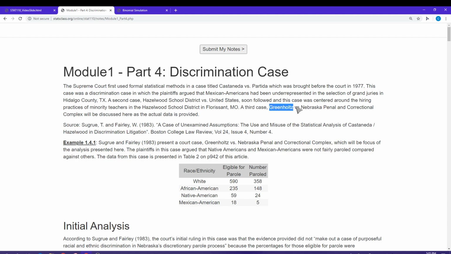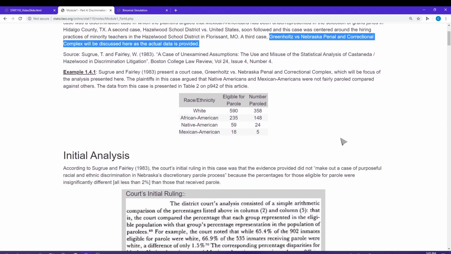The name of this case is Greenholz versus Nebraska Penal and Correctional Complex. And the reason that I'm using this case is because in the article provided here, they actually include the data that was from that investigation, which will be nice. We can use that in our investigation then. These authors presented a case, and they focused on discrimination of Native Americans and also Mexican Americans. In this particular handout, we're going to look at just the possible discrimination against Native Americans.